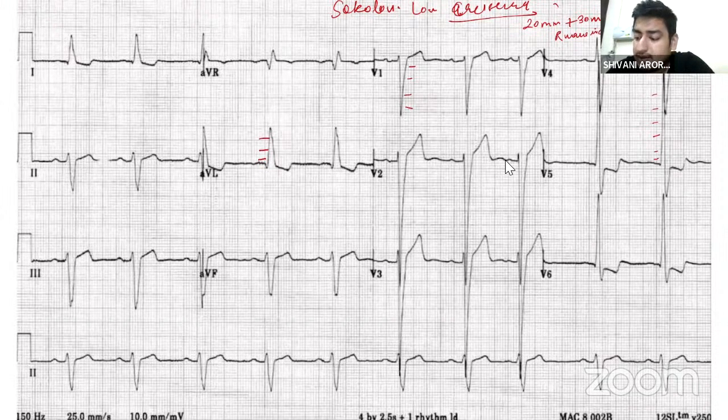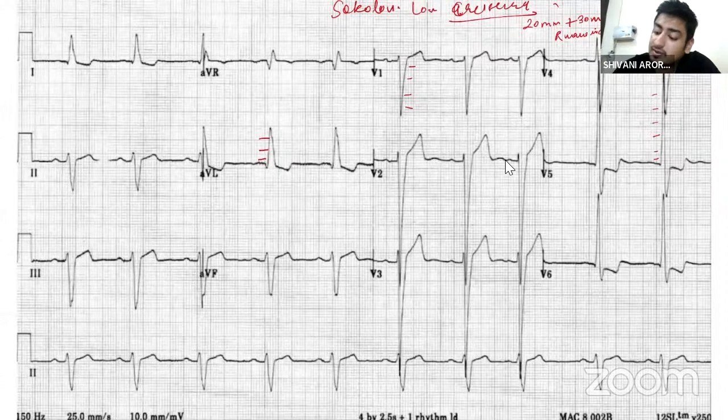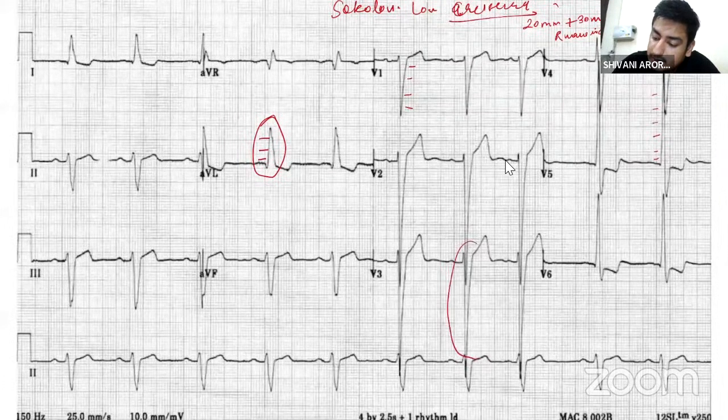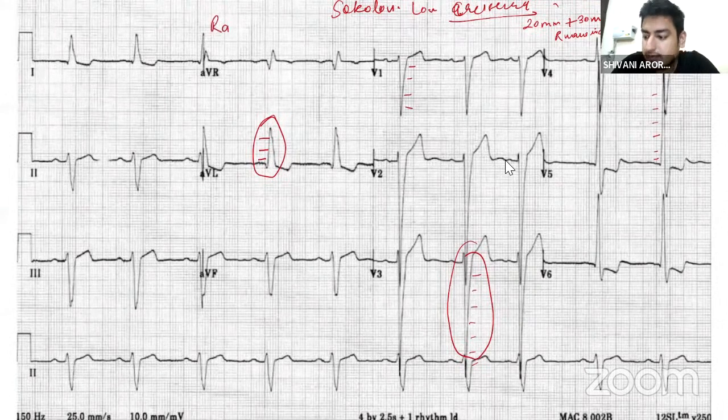Another criteria we have is Cornell's criteria, in which we will add the R in AVL and S in lead V3. So we have this 1, 2, 3, 6, 7 big squares as S in V3. So R in AVL plus S in V3 would be 15 plus 35. It is 50, which is much greater than 28. So it is satisfying this criteria also.